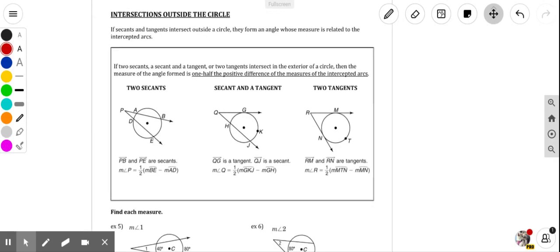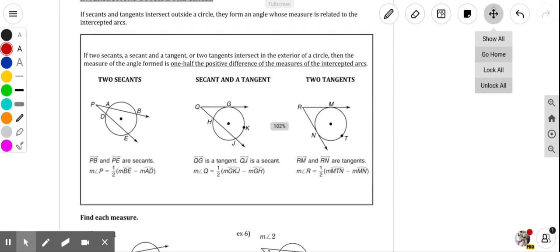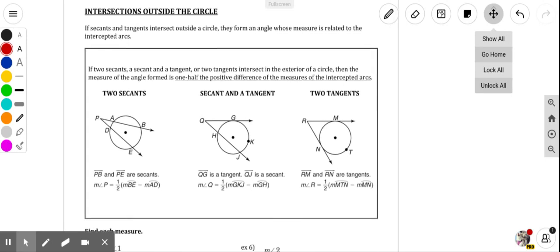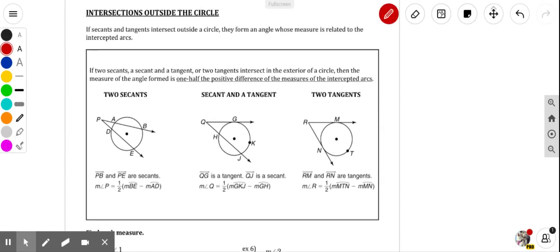This is when you have an intersection outside of the circle. If you have intersections outside of the circle, there's an angle that's formed outside of the circle. See in the 3 scenarios, there's angle P, angle Q, angle R. This is the angle that we're referring to. That angle that's outside of the circle is 1/2 the difference of the arcs. So there are 3 scenarios that this can happen.